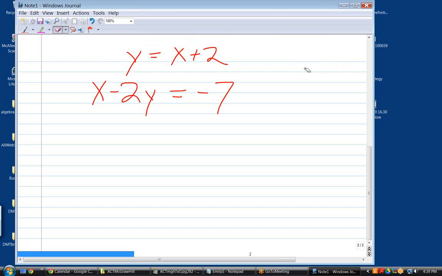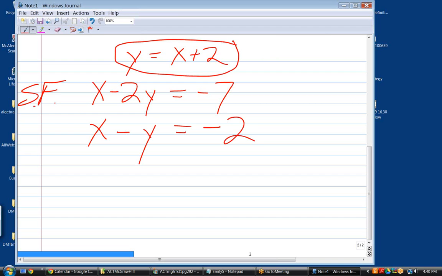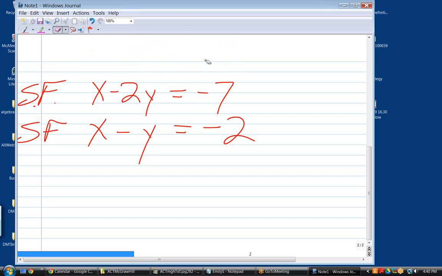Okay? Now, what would it have taken for us to be using elimination here? Well, this is called standard format, okay? Meaning your x and your y are on the left side of the equation, your number is on the right. If I were to put this in standard format, I would end up with x minus y equals -2. You see how I manipulated that to put it in standard format? Yeah. Okay.